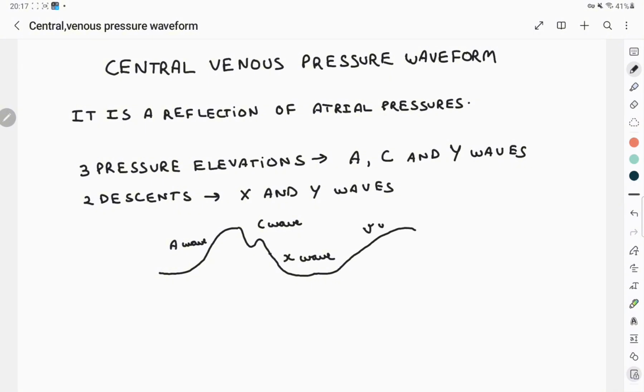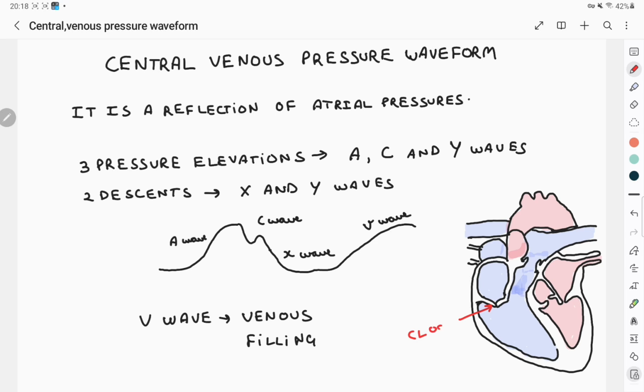The V wave is peak number 3. Think V for venous filling. The tricuspid valve is completely closed, but venous blood keeps pouring into the right atrium from the vena cava, filling it up like a bucket until pressure peaks.